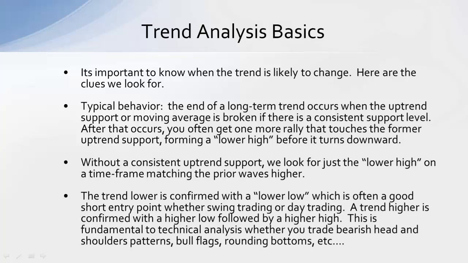Okay, so without that consistent uptrend support, what we look for is a lower high on a time frame matching the prior wave's high. So it took 3-4 weeks for each rally to unfold in the past, and we see another rally over that time frame that stops well short of the prior high in the prior rally. That's the first signal that the trend is changing to the downside. We want to see a strong move off that lower high, and we want to see the trend confirmed to the downside with a lower low if we're going short, and also finding resistance at key moving averages.